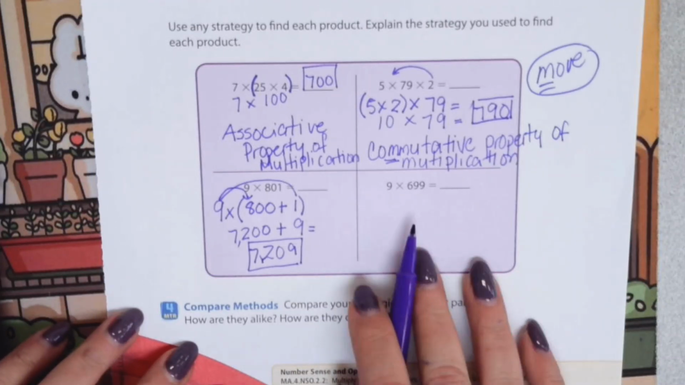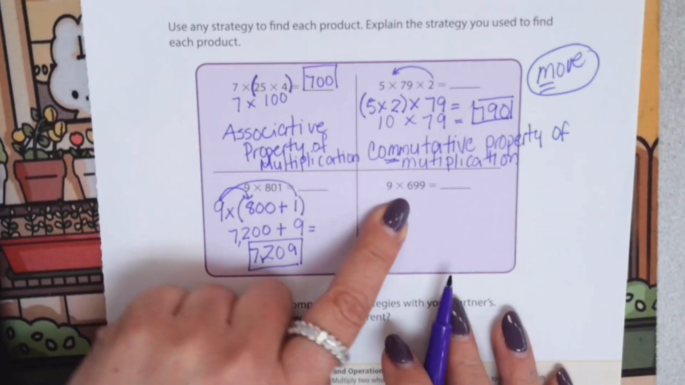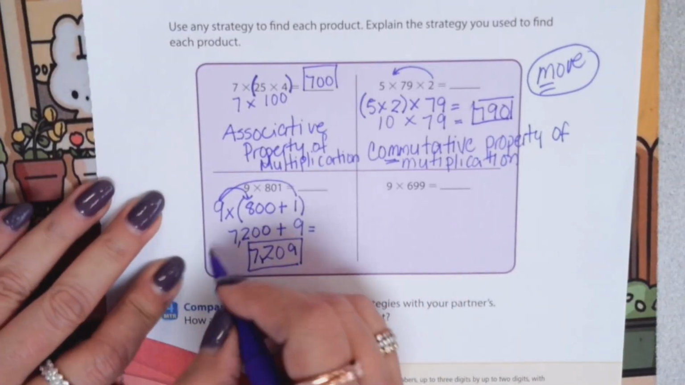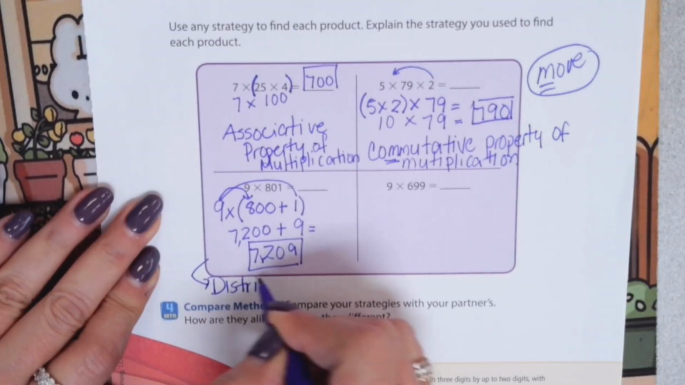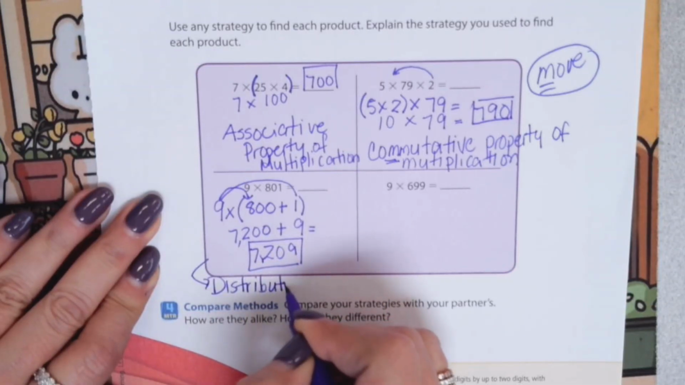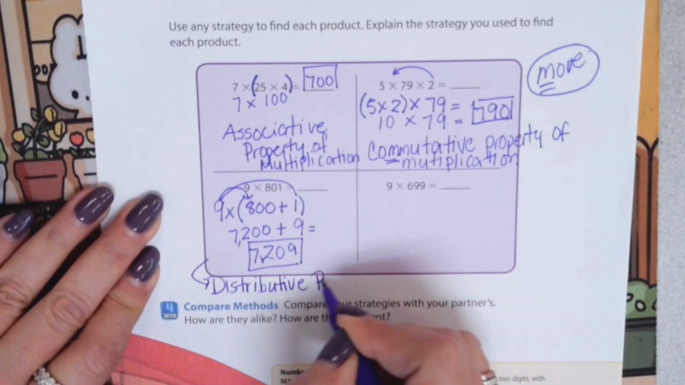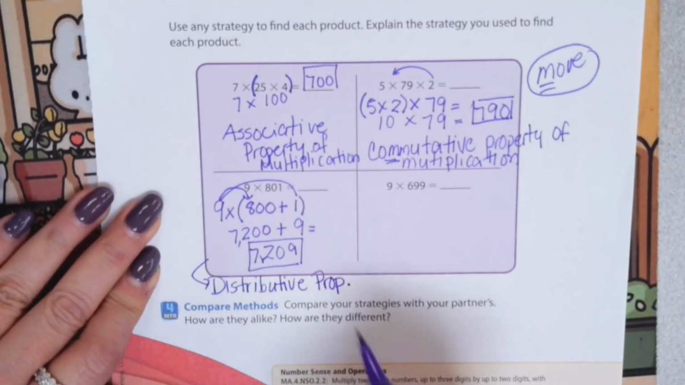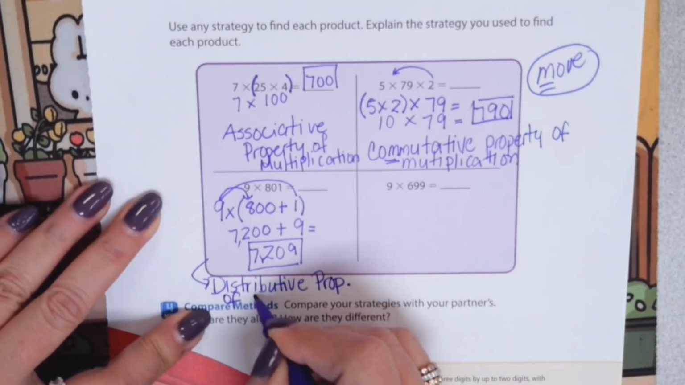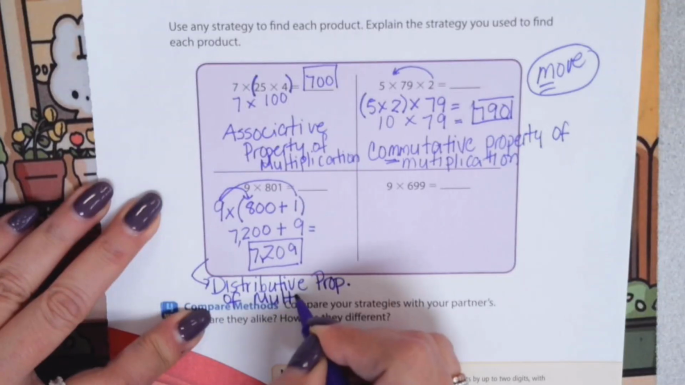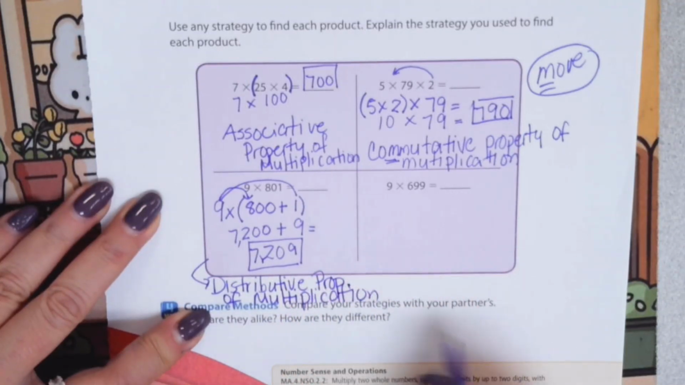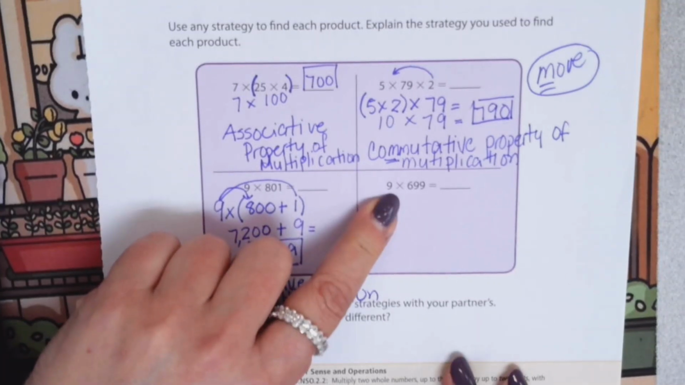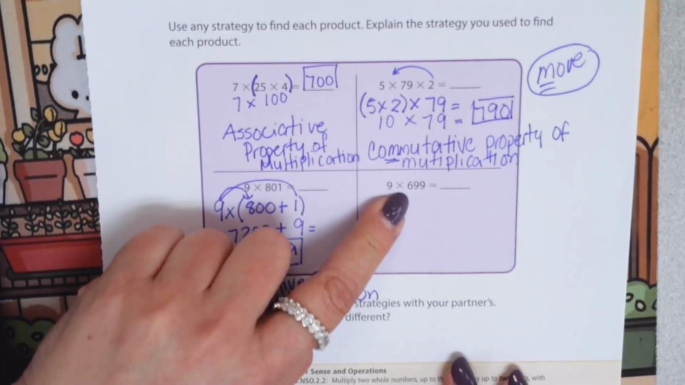Now, let's take a look at this one. You have 9 times, and wait, let me write the distributive property. This is distributive property. Just going to write prop of multiplication. Now, 9 times 699.